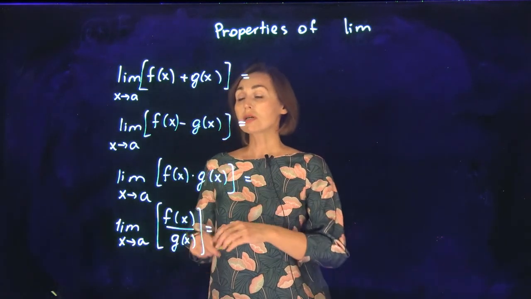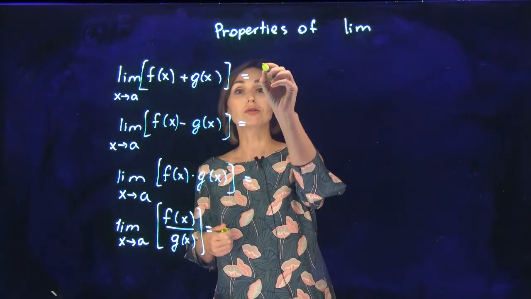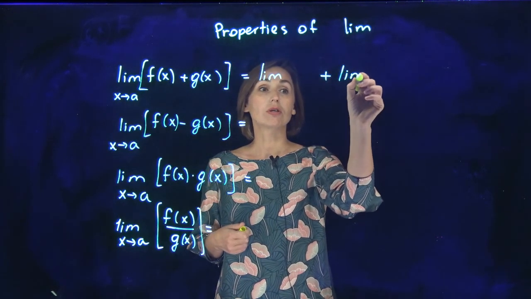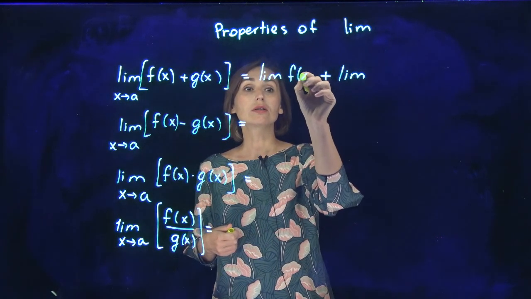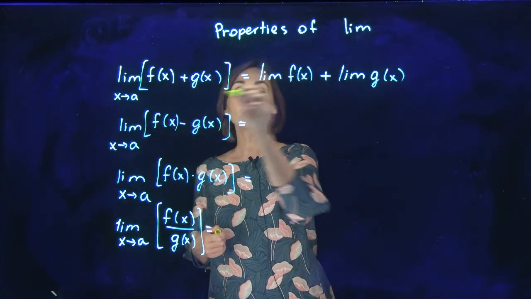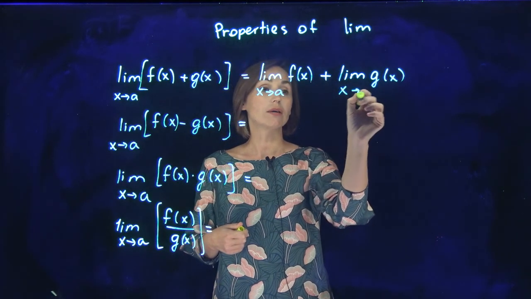Properties of limits. A limit of the sum of two functions when x approaches some value a will be the sum of the limits of these two functions: limit of f at x plus limit of g at x, as x approaches the same value a.